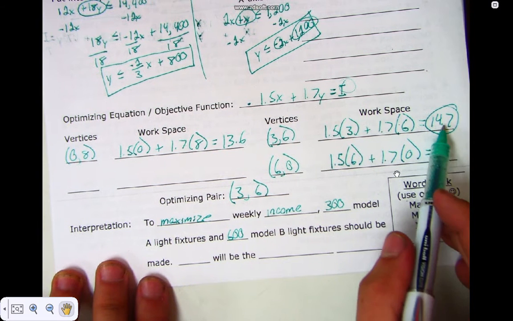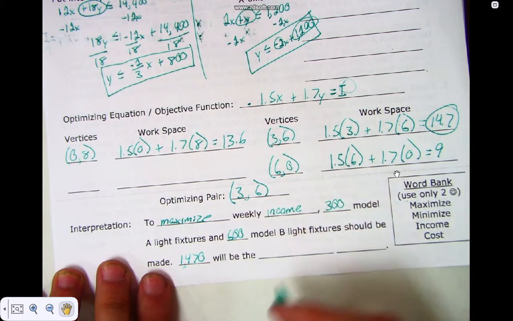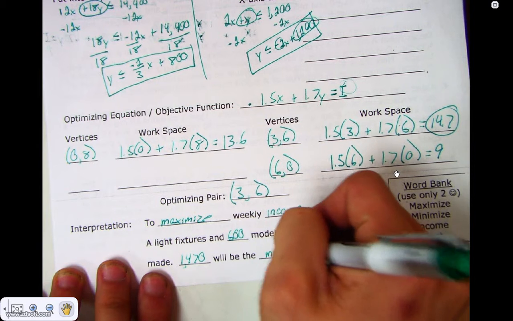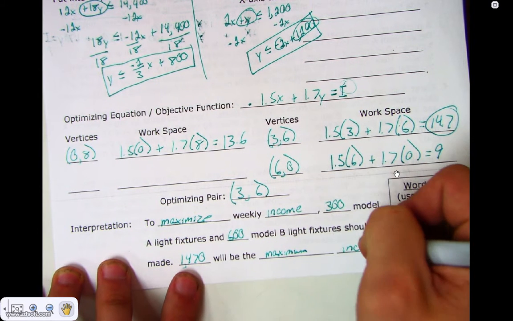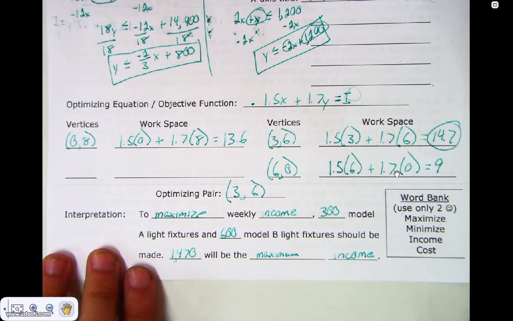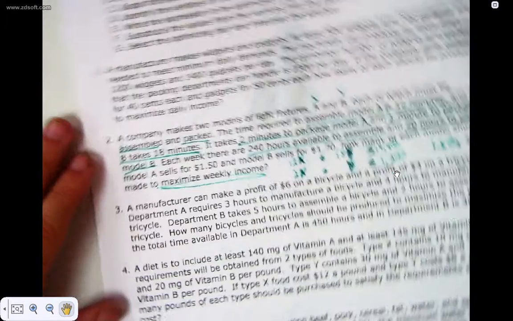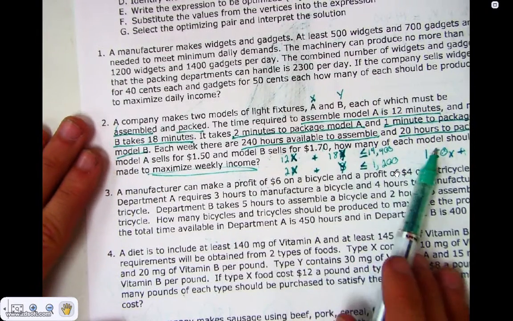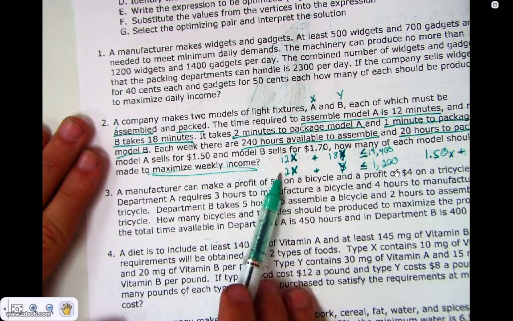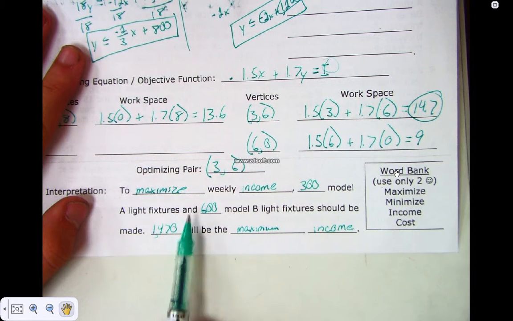Our total money is 14.7. Remember, we're talking hundreds, so $1,470 will be the maximum income. And that's our answer, right? So by producing 300 Model A light fixtures and 600 Model B light fixtures, we're going to maximize our income at $1,470. Does that answer our question? How many of each model should be made to maximize weekly income? So again, 300 Model A's, 600 Model B's.